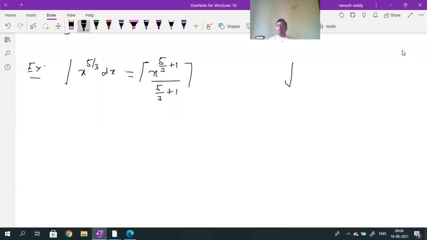What is the integration of x power n into dx formula? The integration of x power n into dx is given by x power n plus 1 divided by n plus 1. Correct formula? Only the n value is 5 by 3. So 5 by 3 plus 1 divided by 5 by 3 plus 1. x power 5 by 3 plus 1, so that is 8 divided by 3. x power 8 by 3 divided by 8 by 3, which can also be written as 3 divided by 8 into x power 8 by 3.